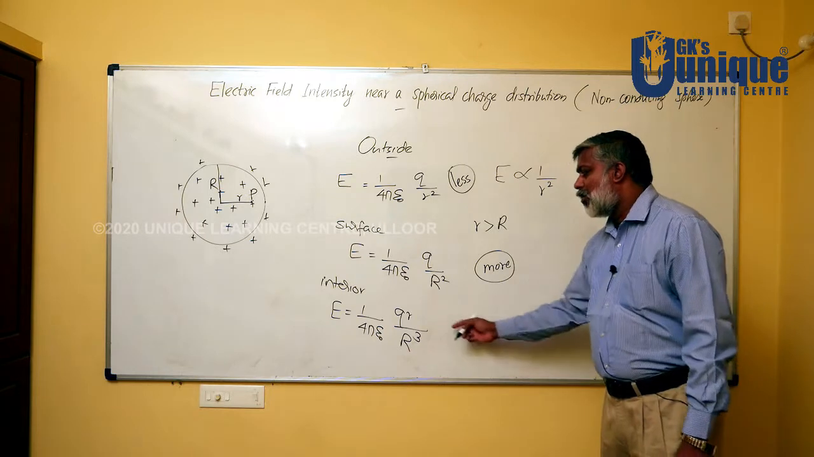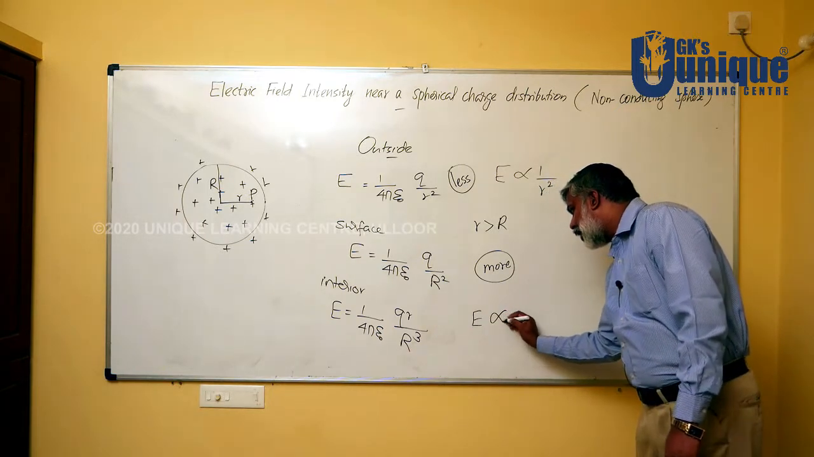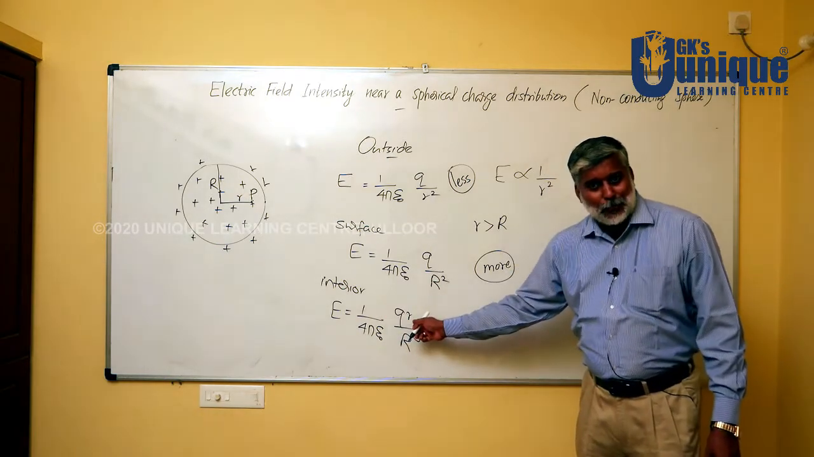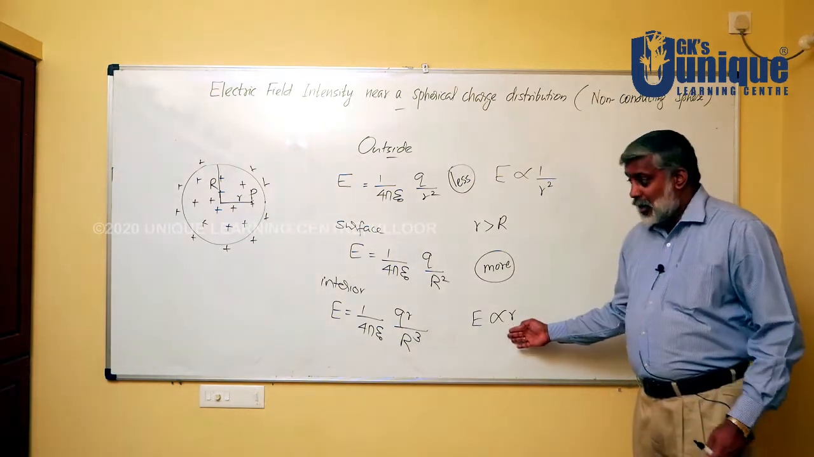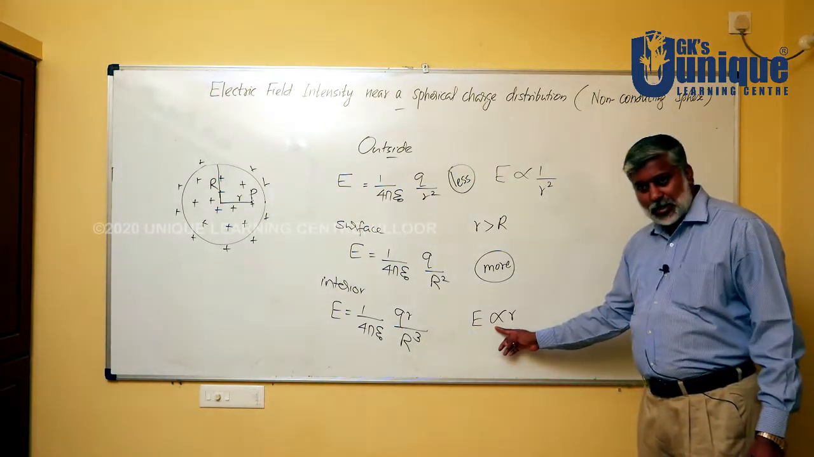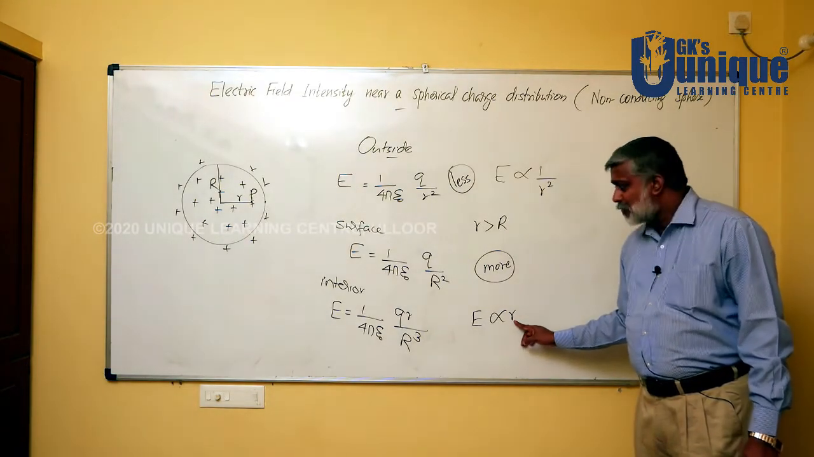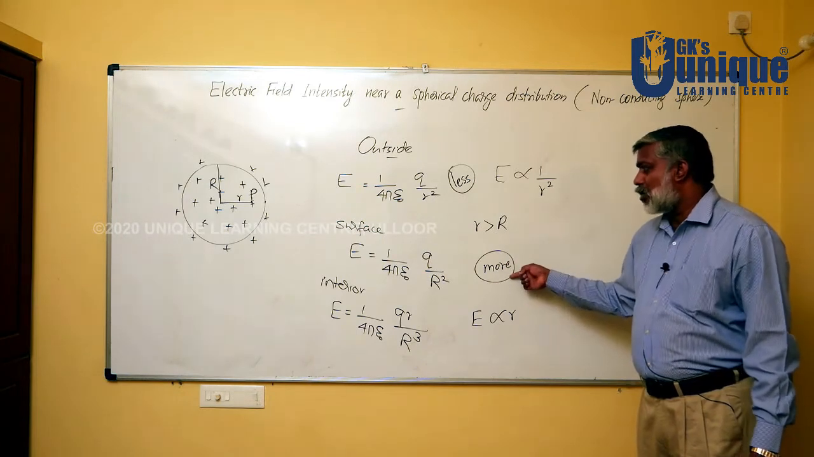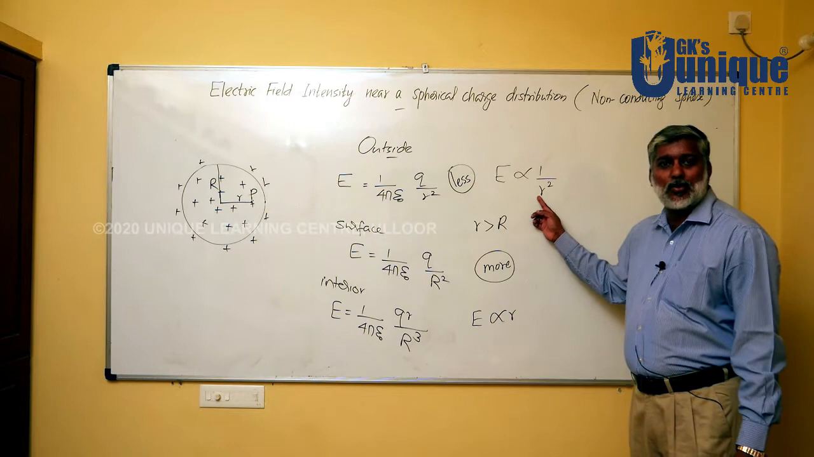Okay. Then what about this? Electric field in the interior is directly proportional to r. Keep in mind, electric field in the interior is directly proportional to r. These are the ideas you keep in mind. In the interior, the electric field is directly proportional to the distance to the point considered. Then electric field on the surface is more, maximum. Electric field outside is inversely proportional to r square.